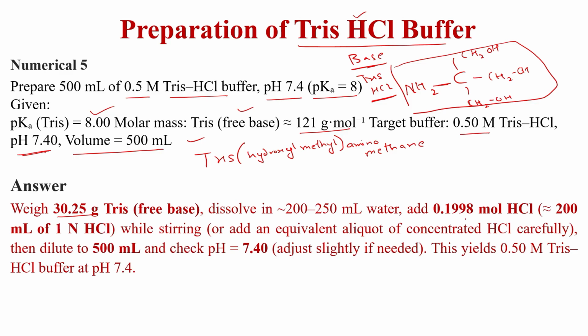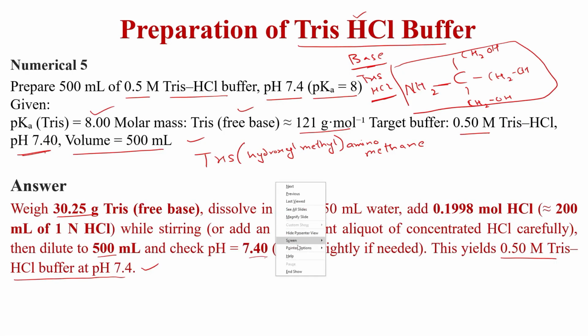Add 0.1998 mole HCl while stirring, and then dilute to 500 ml. Check pH, that is 7.4. This yields 0.50 molar Tris-HCl buffer at pH 7.4. Okay, now let us proceed for the calculations.